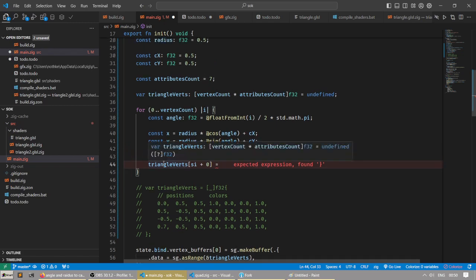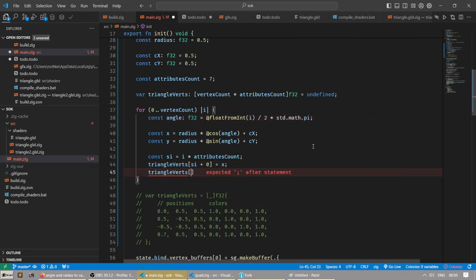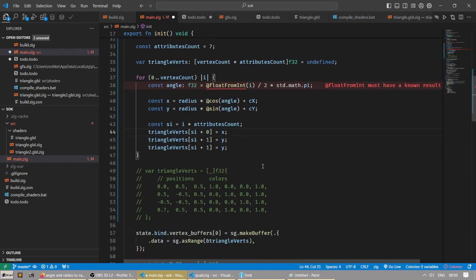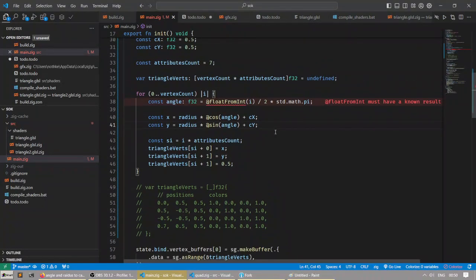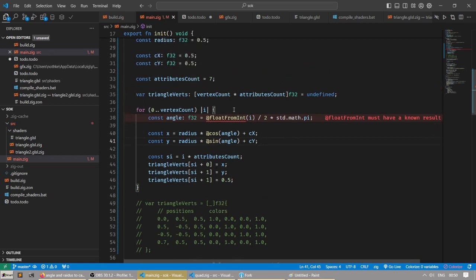We're just going to have it be gibberish, which is probably going to be funky with the colors and everything. So the first thing is the x, which is x. Triangle verts si plus 0 plus 1 is y. And the third one, which is position, oh, I have it at 0, 5. Interesting. Okay, so let's have it at 0, 5. Or maybe, okay, yeah, let's actually try it with gibberish. Let's just see what happens.